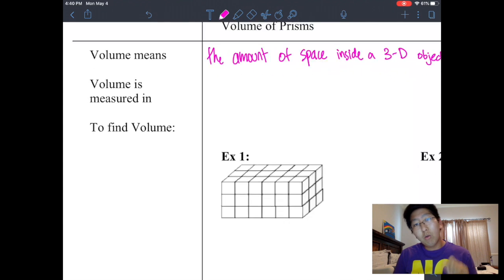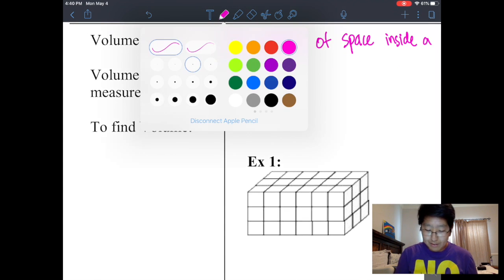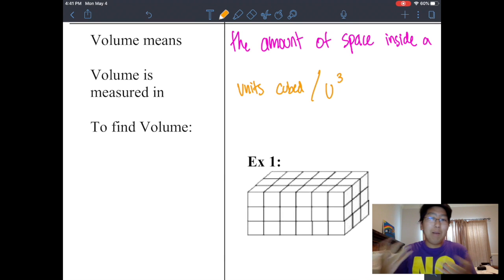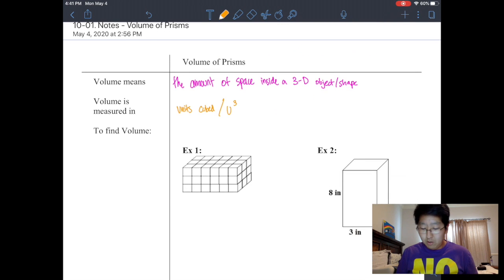Now, volume is always going to be measured in units cubed, okay, so not units squared like it is for area. Volume is going to be in units cubed, to the third power. And think of three-dimensional objects, 3D objects, as cubed. Okay, so that's the definition of volume.